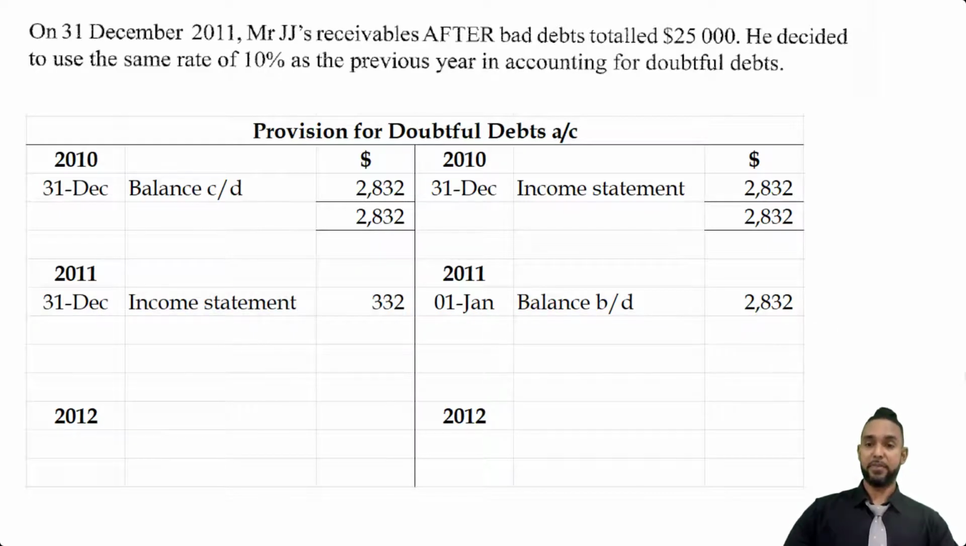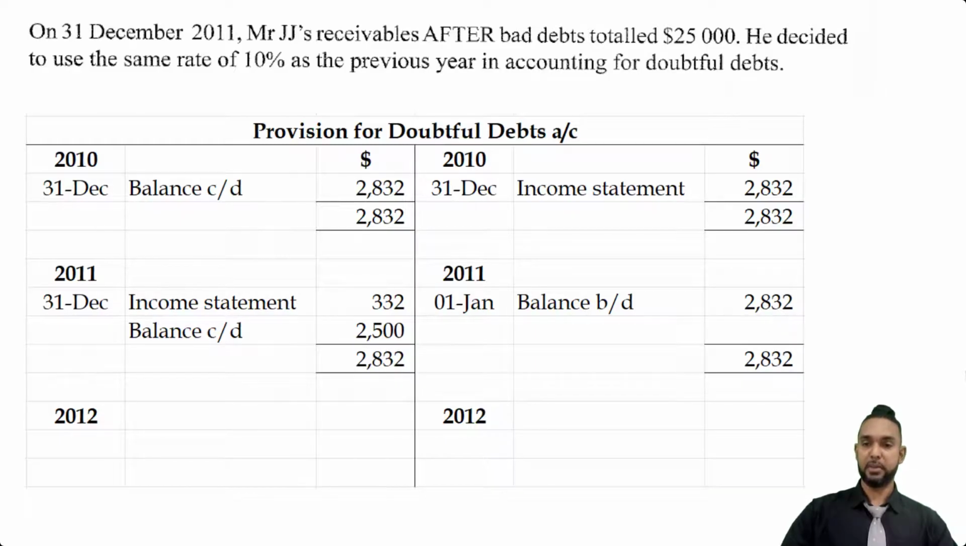And when we balance off the account now, which of course will be the total on the credit side minus the total on the debit side, we are going to get 2,500, which is not a coincidence because that is the amount of the provision we calculated just a little earlier. Remember, 10% of 25,000. Okay, so we're going to total up both sides, get 2,832, and the balance of 2,500 is brought down in 2012.